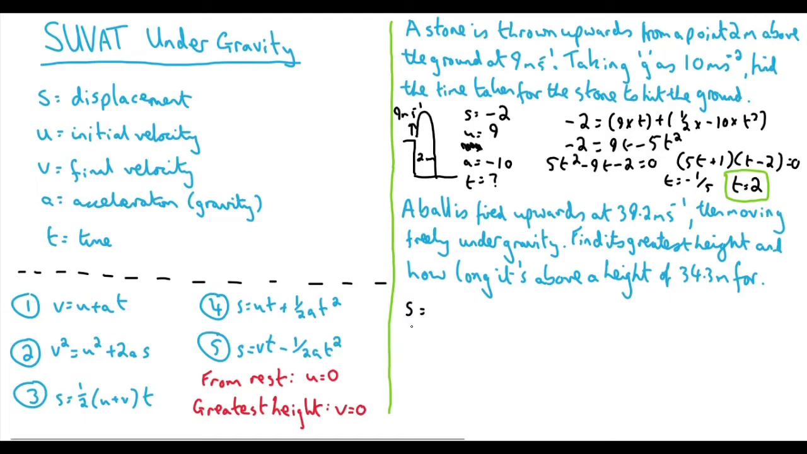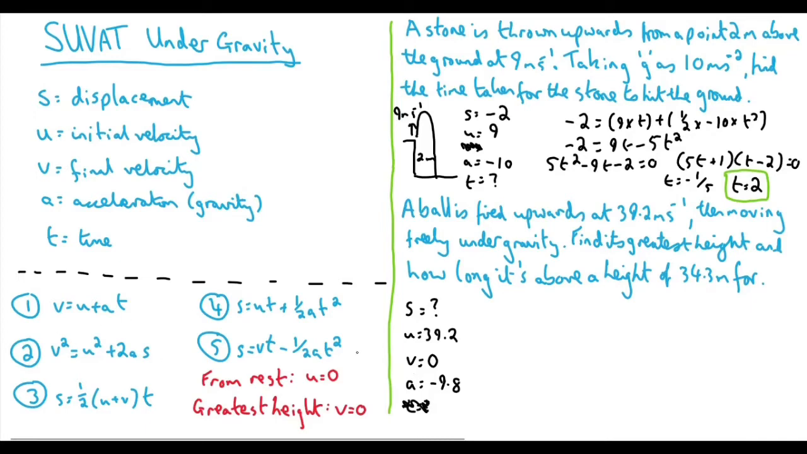Our S initially is what we're trying to find. U is 39.2. V, because it's the greatest height, means V is 0. A is going to be minus 9.8, because they haven't specified we should use anything else, and minus because gravity is acting in a downward direction while the object is moving up. And then we don't know what T is. Because we're after our displacement, we don't really have to worry about T.